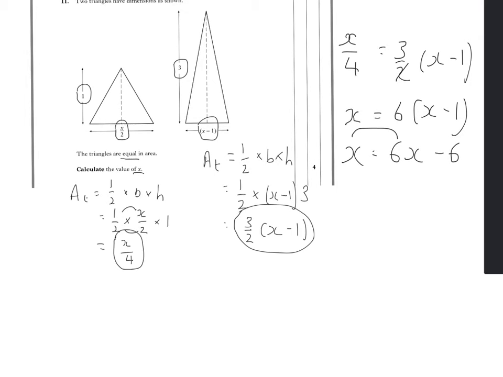I'm going to bring the 6x across, make it minus 6x, so that will be minus 6x plus x is minus 5x is equal to minus 6. x is equal to minus 6 over minus 5, and two negatives cancel out. Final answer is x is equal to 6 over 5. That's the end of the question.